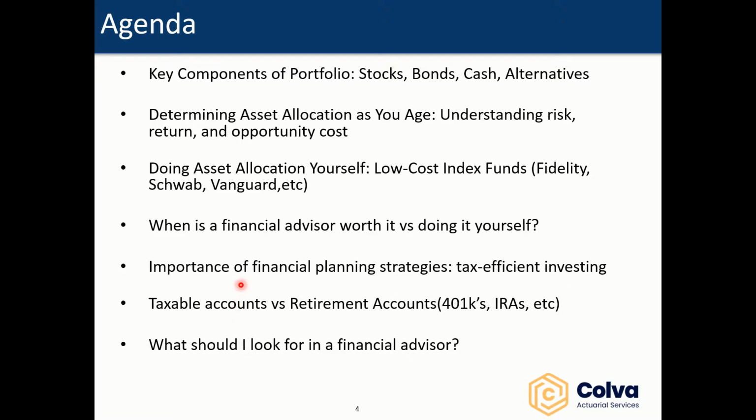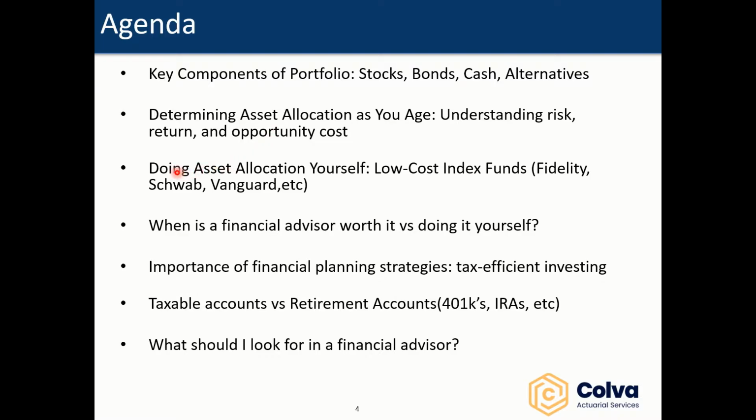So we'll go over the agenda here. We'll talk briefly about the key components of a portfolio, basically stocks, bonds, cash, and alternatives. We'll then go into determining asset allocation as you age and how that changes over time, right? At the beginning, you should be taking more risk, and then as you get closer to retirement, you want to take less risk. But this section will focus on understanding risk, the risk-return profile, and opportunity costs, as we alluded to a little bit earlier.